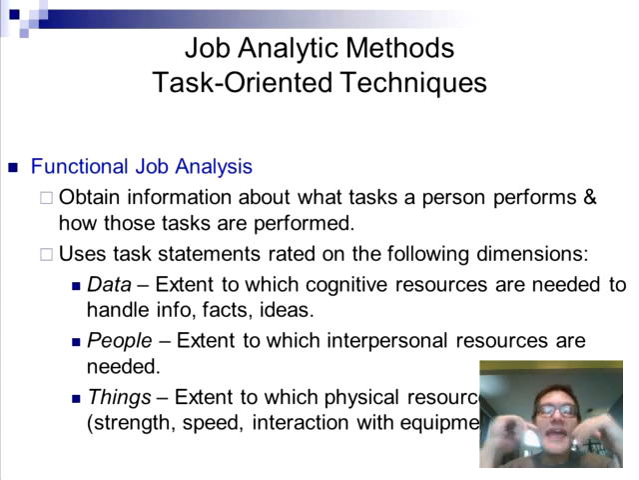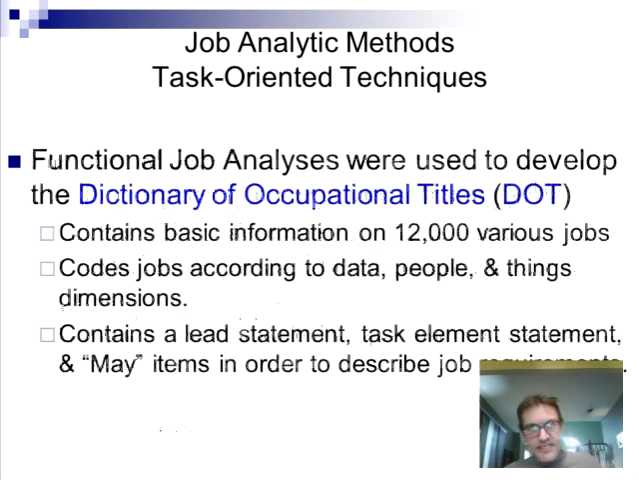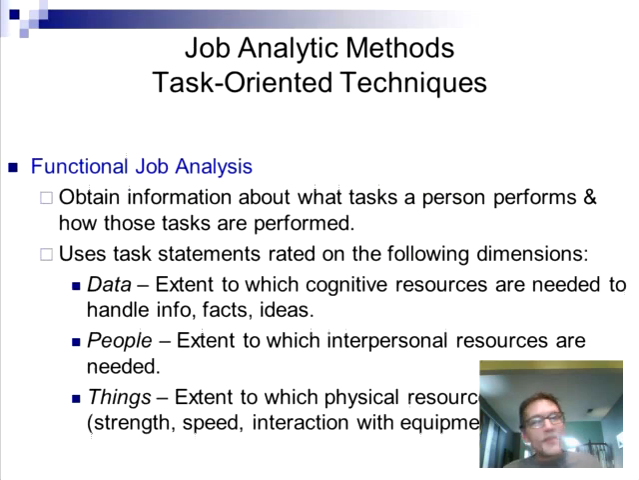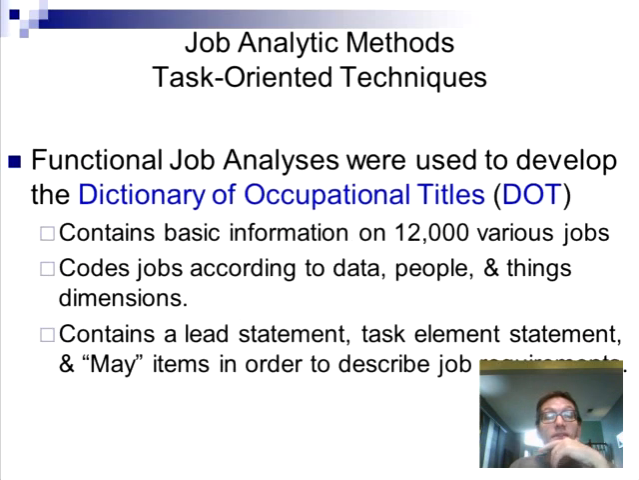What you're going to try to do is take task statements and break them into 3 categories: data, people, and things. Okay, and so it's going to break it down and say how many of these tasks require each. And in this example, right? Well, this functional job analysis of data, people, and things was what was used as the basis for forming the Dictionary of Occupational Titles. The DOT is a wonderful thing.